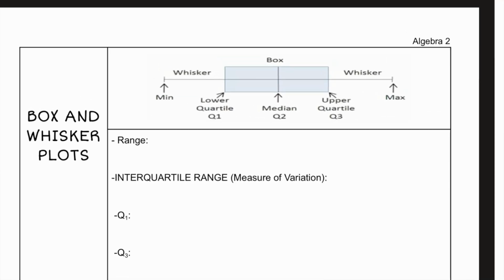Now let's talk about box and whisker plots. The box and whisker plot is a way to display these measures of central tendency.